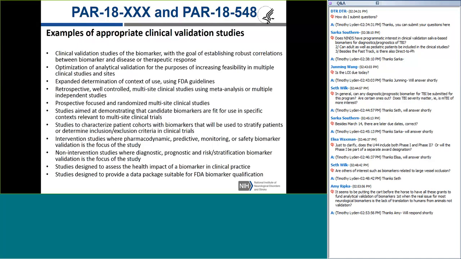You could also be doing retrospective, well-controlled multi-site clinical studies. In addition, you could be doing prospective studies. And again, this just depends on what the biomarker is and what you want to do with the biomarker. You might also be doing studies designed to assess the health impact of a biomarker in clinical practice, among others. I'm not going to read all of the ones on this slide.